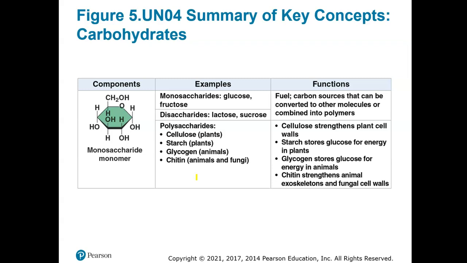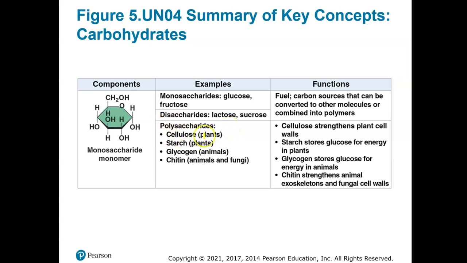Okay, so we get to slide number 108. There is a summary of the key concepts from the chapter. This is a table for the carbohydrates, and it shows the monomers of carbohydrates are monosaccharides, and our examples are glucose and fructose. The monosaccharides can combine and form disaccharides. Lactose is the disaccharide found in milk, and sucrose is the disaccharide we call table sugar. And then the polymers of carbohydrates are called polysaccharides.